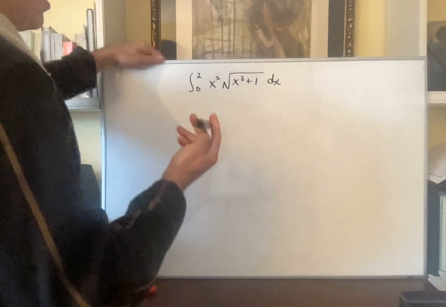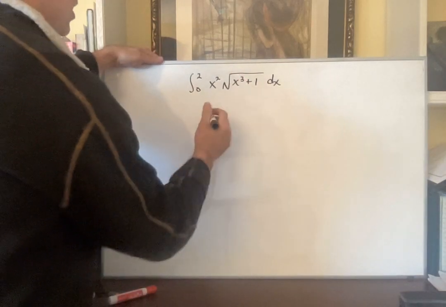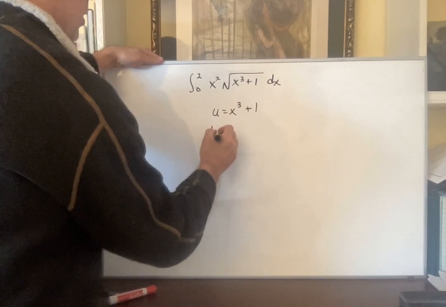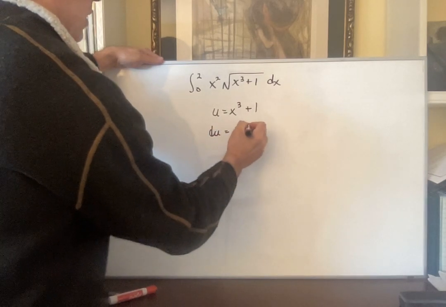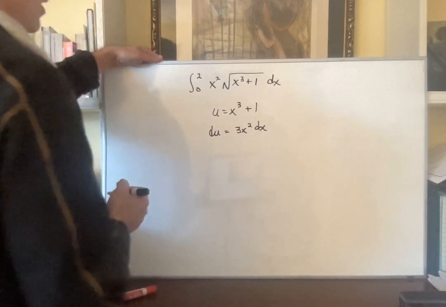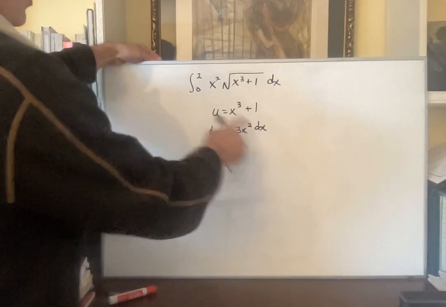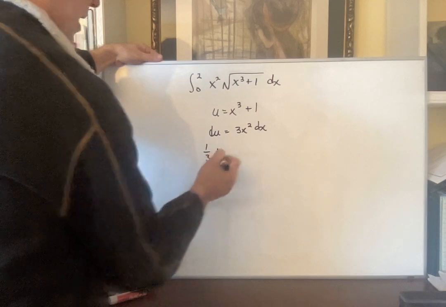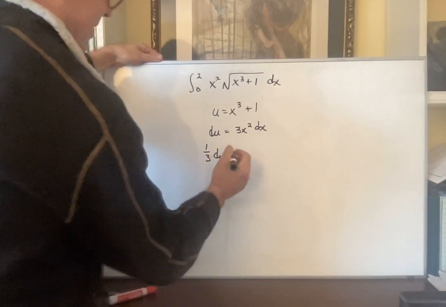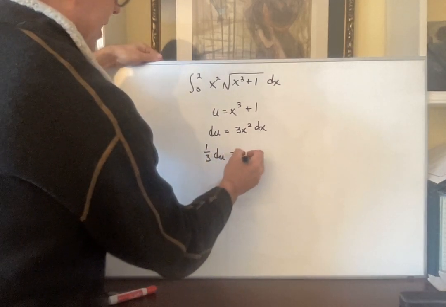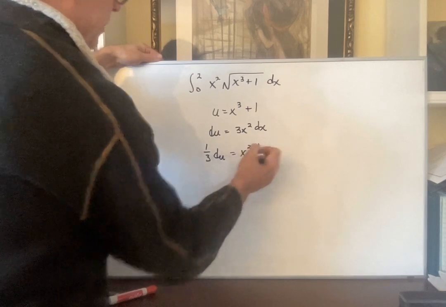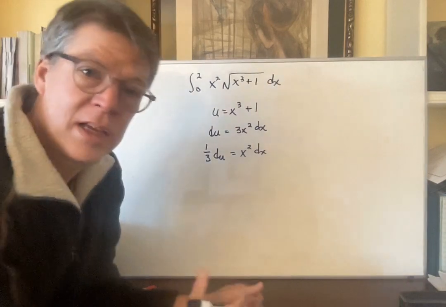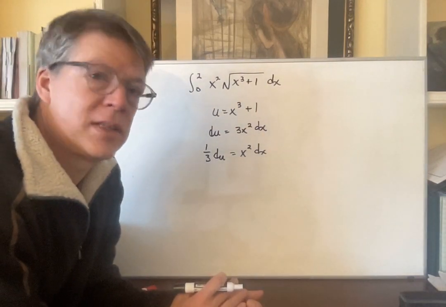So, I'm going to have u be this whole thing here, x cubed plus 1, and then du equals 3x squared dx, if I skip a step there. But I don't need 3x squared, I just need x squared. So I'll multiply by 1/3. It's not always 1/3, that's just with the two problems I chose. And then everything, except for one thing, proceeds just like the rest of the problems.